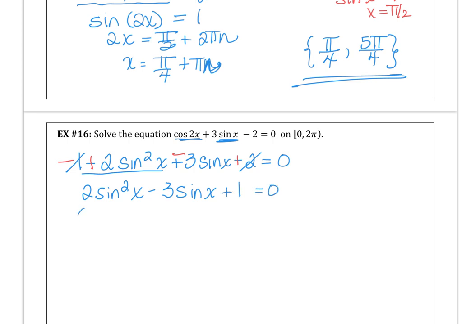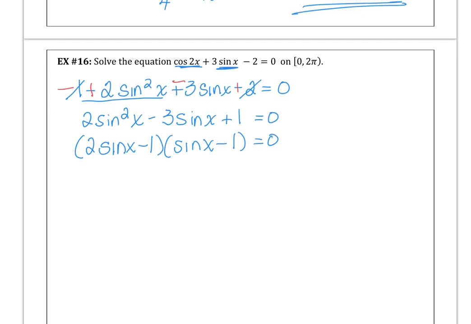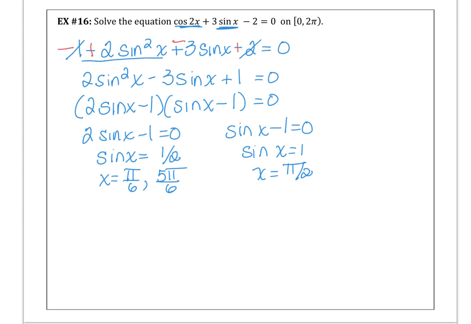And you can factor those three terms as 2 sine x minus 1 times sine x minus 1 and solve for those two factors. Where is 2 sine x minus 1 equal to 0? That's going to happen where sine is 1/2, which is pi over 6 and 5 pi over 6. And then where is the sine of x minus 1, 0? That would happen where the sine of x is 1, and we said that's only at pi over 2. So we have 3 solutions for this particular equation. And again, I'm having you check on your graphing calculator just for saving time.